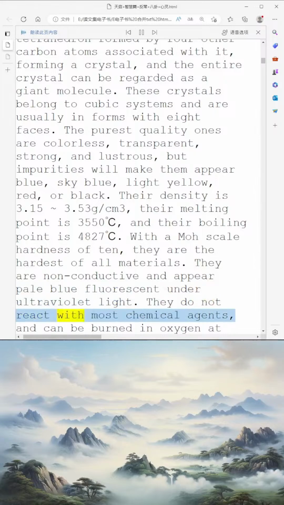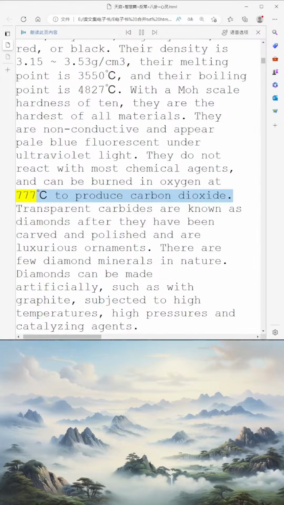They do not react with most chemical agents and can be burned in oxygen at 777 degrees Celsius to produce carbon dioxide. Transparent crystals are known as diamonds after they have been carved and polished and are luxurious ornaments. There are few diamond minerals in nature. Diamonds can be made artificially, such as with graphite, subjected to high temperatures, high pressures, and catalyzing agents.